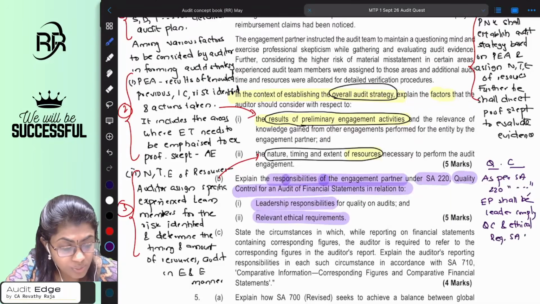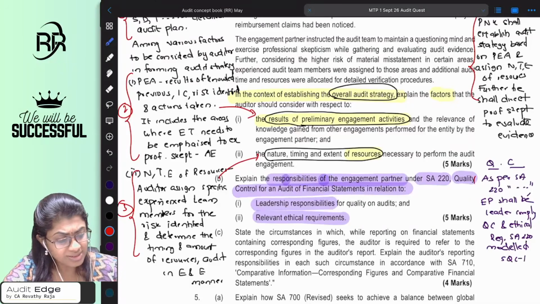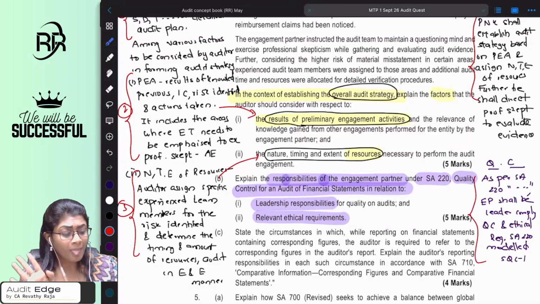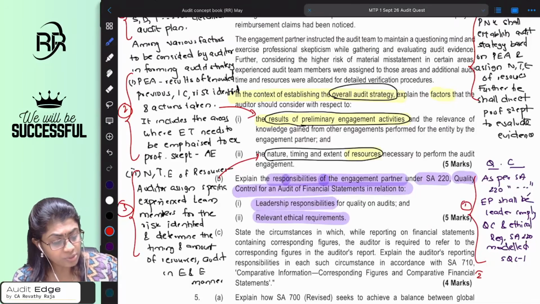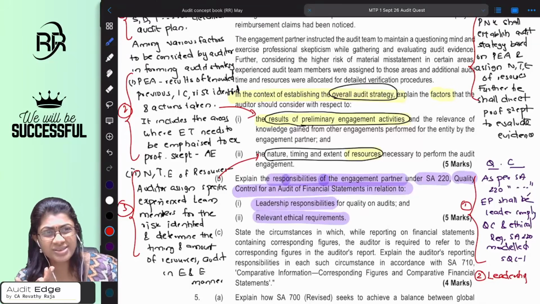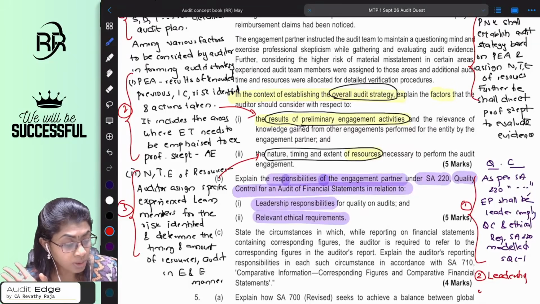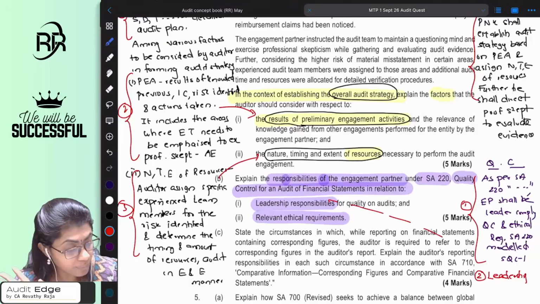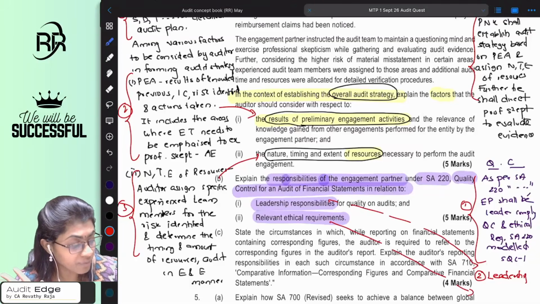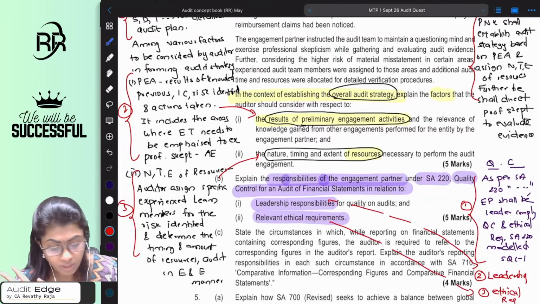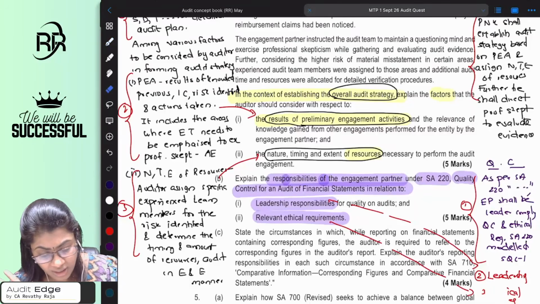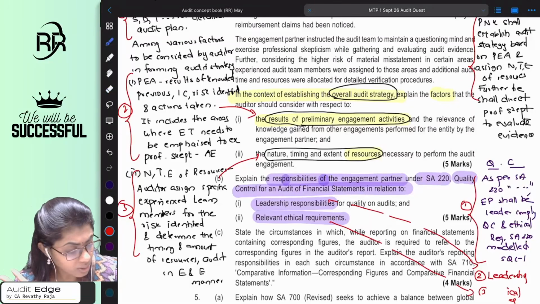Moreover, SA 220 is modeled on the lines of SQC 1. So that's the intro paragraph. Then directly go to the second para about the leadership, which answer I will show you, since it is a direct question from my material. And the third paragraph is about the ethical requirements, which I'll show you. Since it's a direct question, I'll show you, right? Okay.